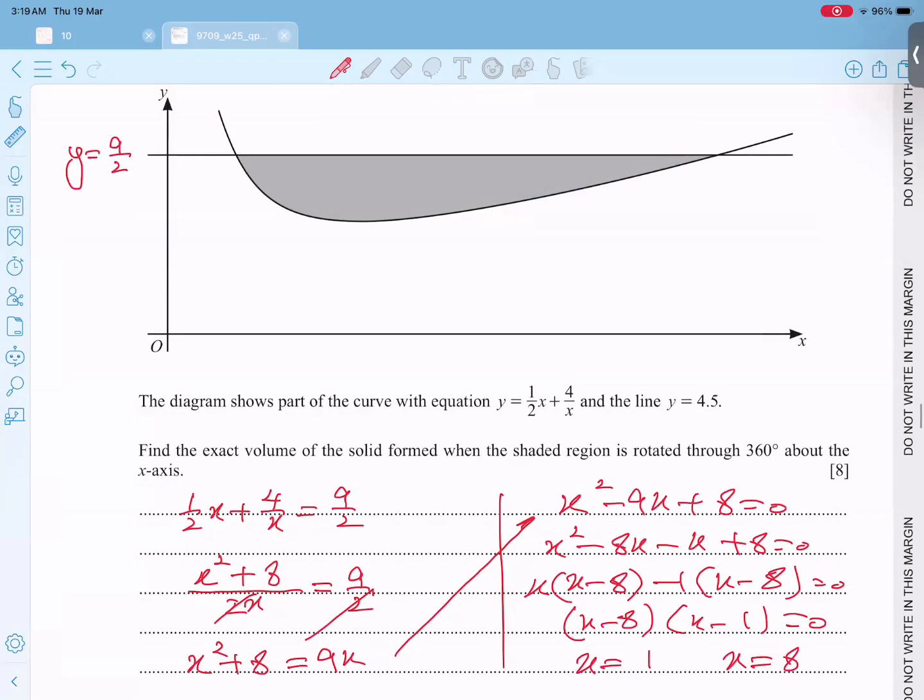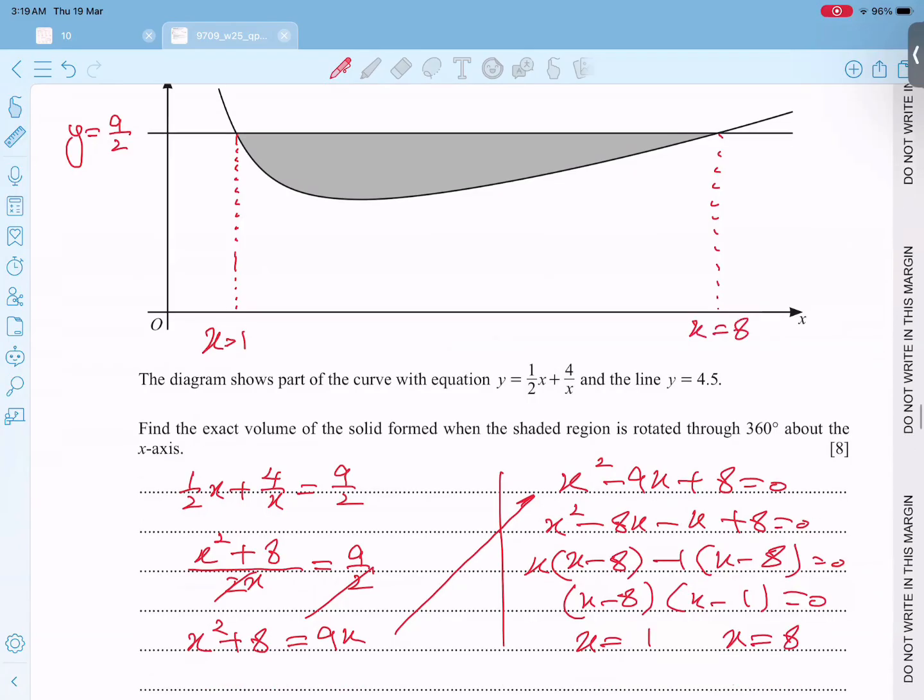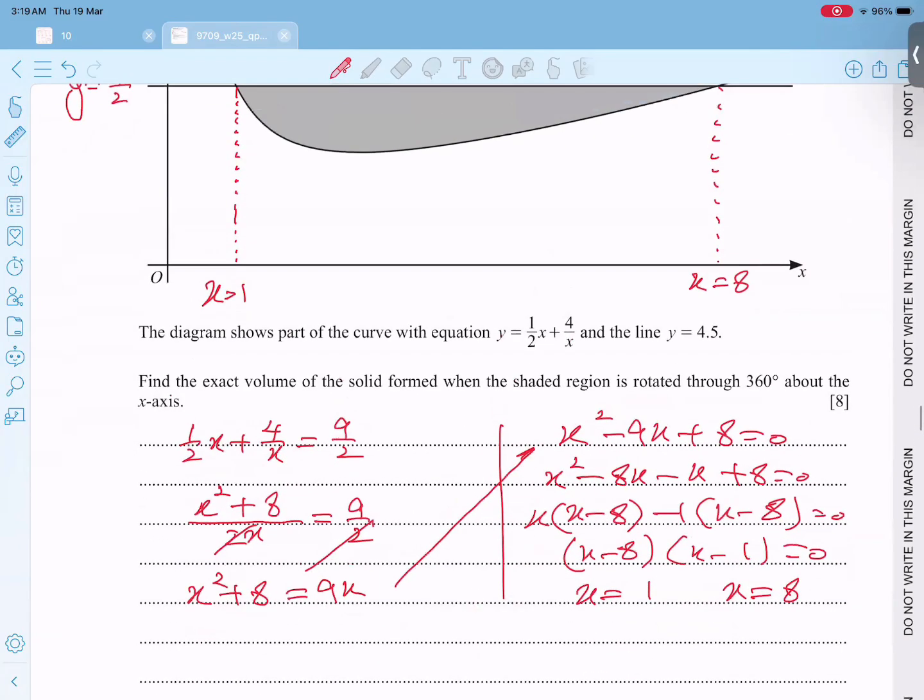So basically, if you ask me what is this x value, the x value is 1, and the x value at this point is 8. So I think these limits are very clear. Now, what is the next plan? The next plan is how to find the exact volume, meaning an exact value. So if the answer comes in fraction form, we have to leave it as a fraction. So students, let's try to do it.